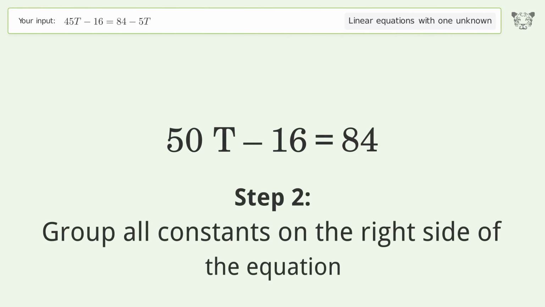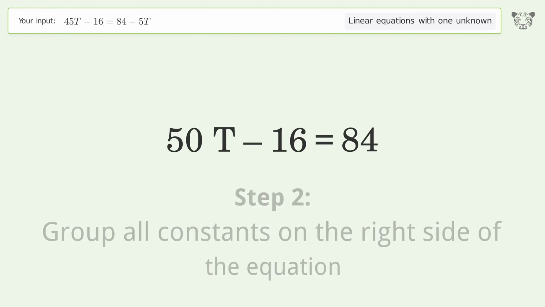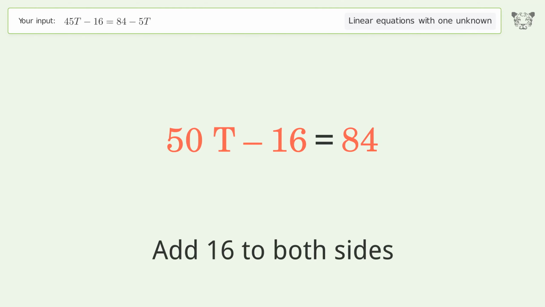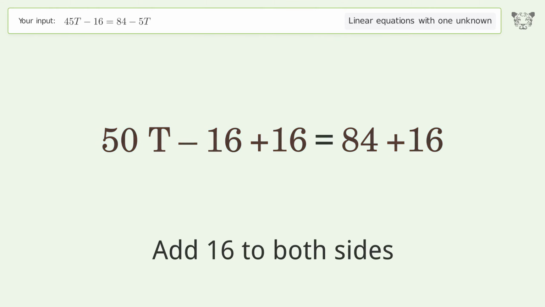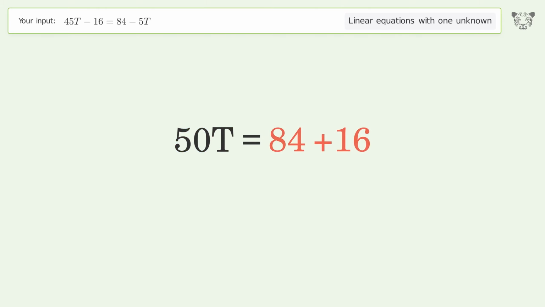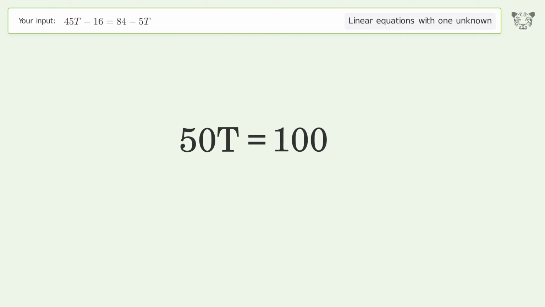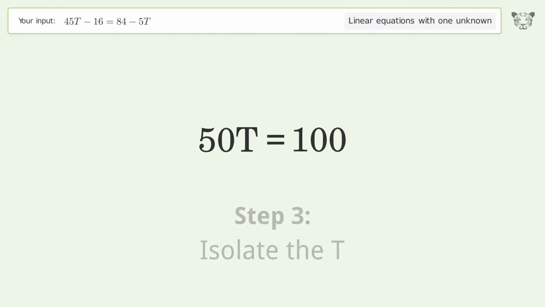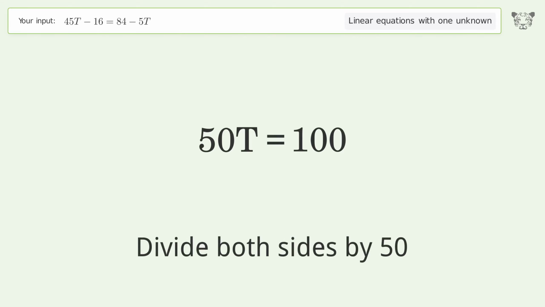Group all constants on the right side of the equation. Add 16 to both sides. Simplify the arithmetic. Isolate the t. Divide both sides by 50.